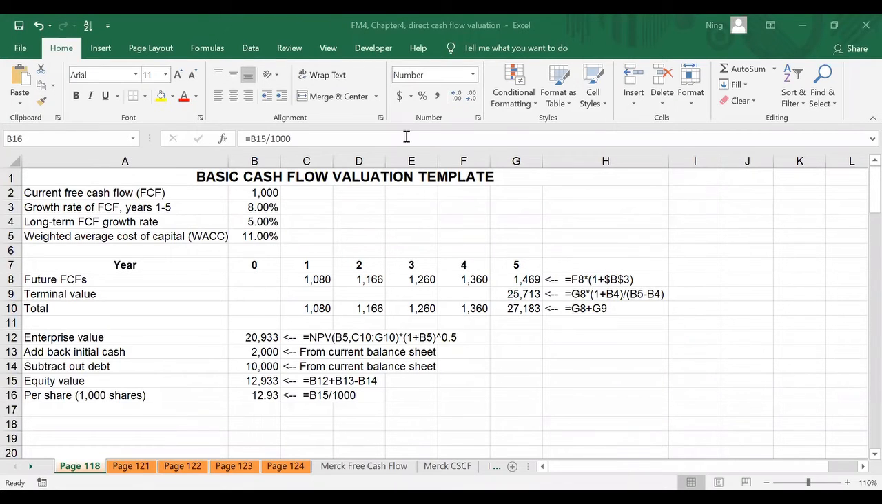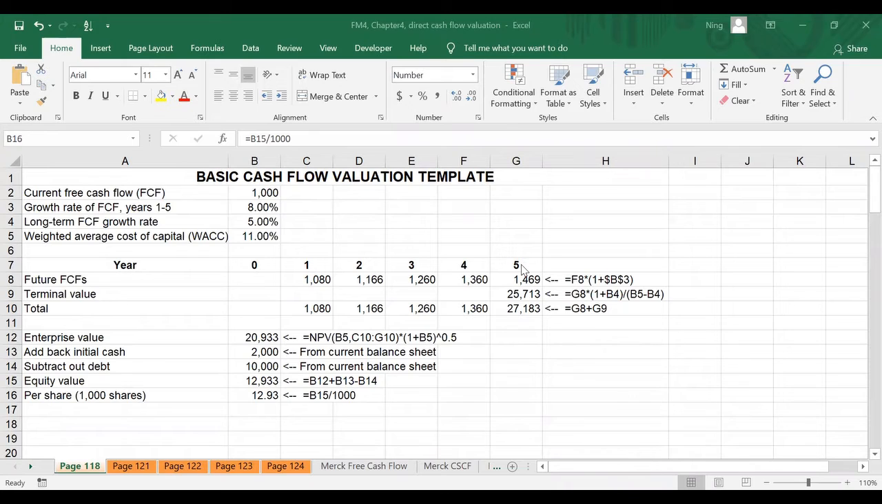Let's start by looking at a basic cash flow valuation template. We're trying to project future cash flows using the free cash flows from the current year. Assuming that we're standing at year 0 and the current free cash flow is $1,000, we want to analyze the present value of a project that has a lifespan of 5 years. The question is, what is this project worth?